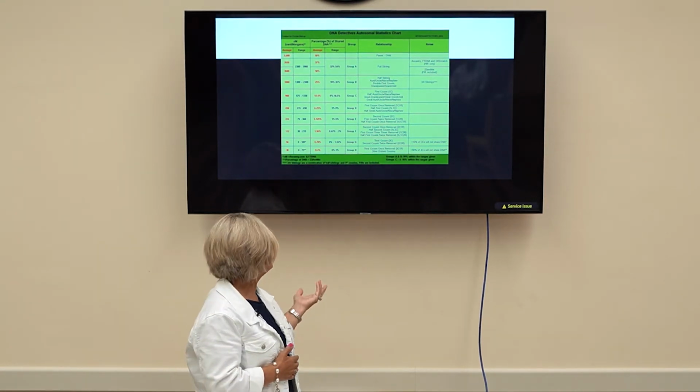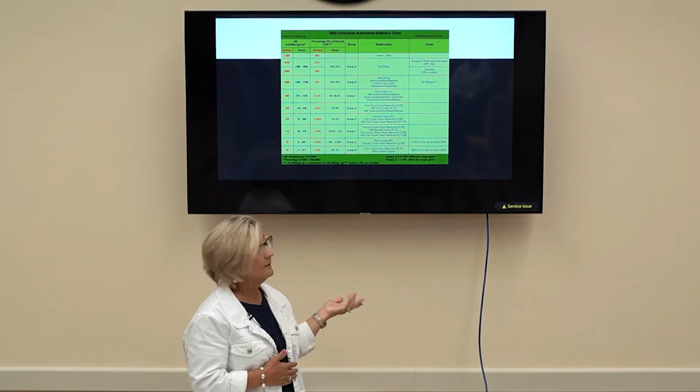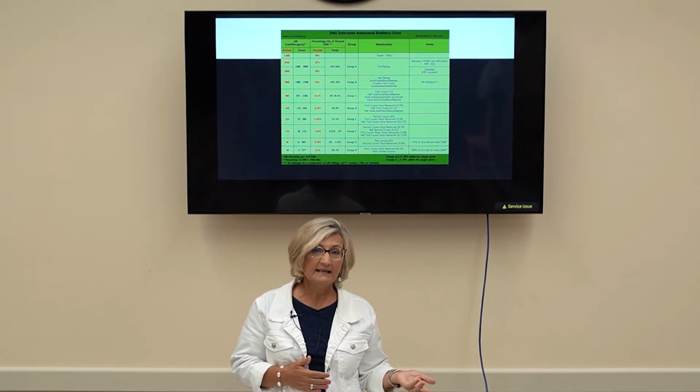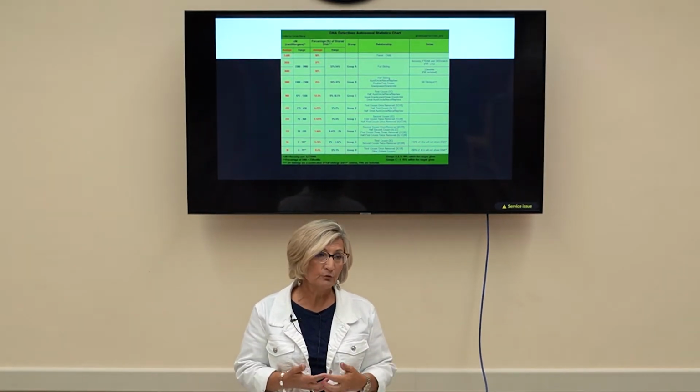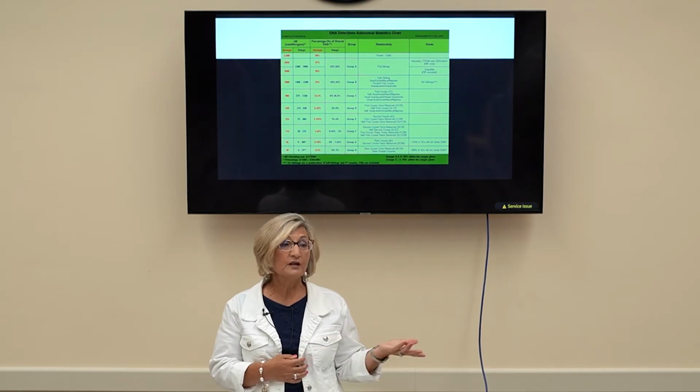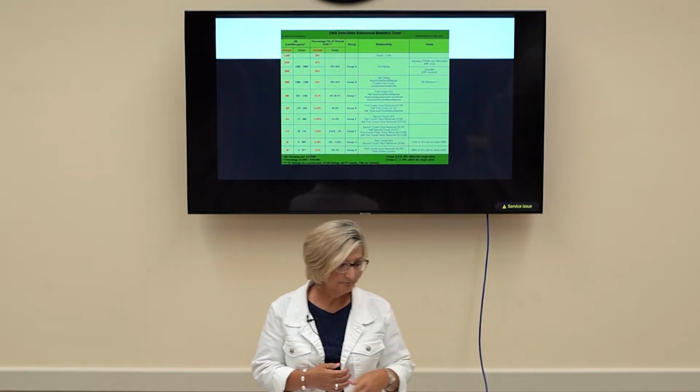So it's just another chart, and this chart is by DNA Detectives. DNA Detectives is actually a Facebook group where I learned how to do adoptee searches.